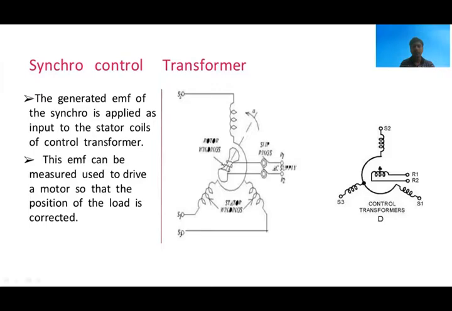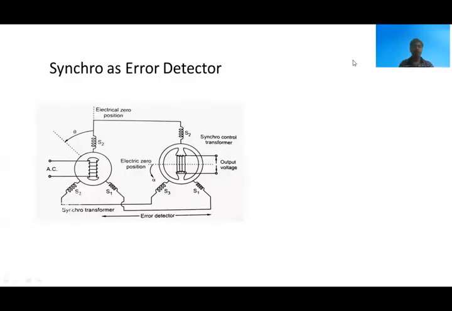The synchro error detector is formed by the interconnection of a synchro transmitter and a synchro receiver or control transformer. In this synchro error detector, the stator windings of the synchro transmitter are directly connected to the stator windings of the control transformer. When the AC voltage is applied to the rotor winding of the synchro transmitter and the rotor is rotated by an angle of theta, then there is an EMF induced in the stator windings of the synchro transmitter.